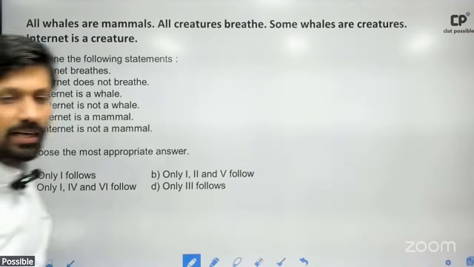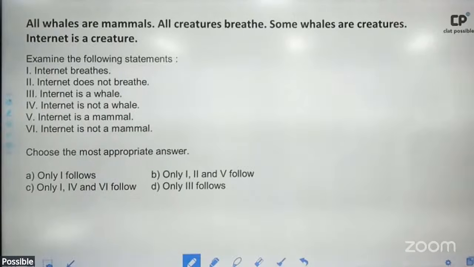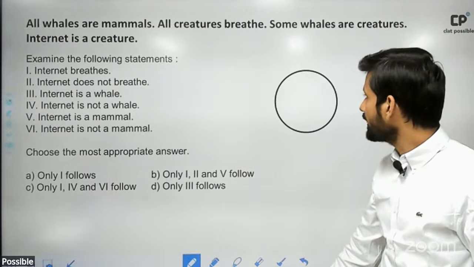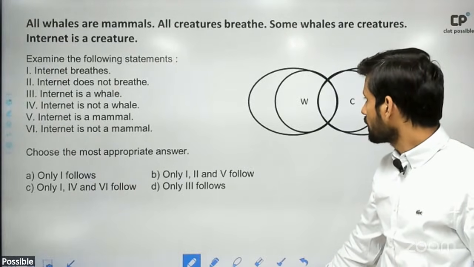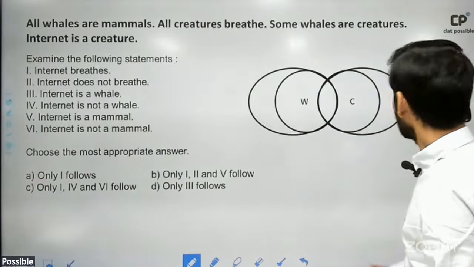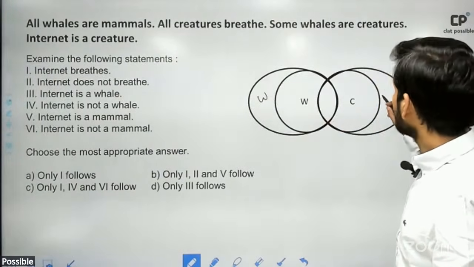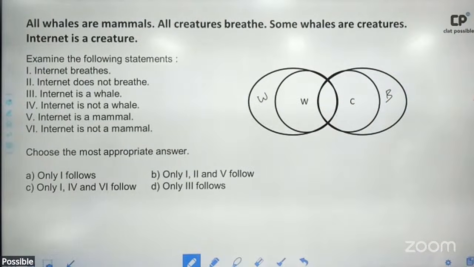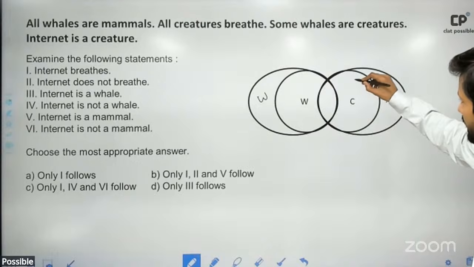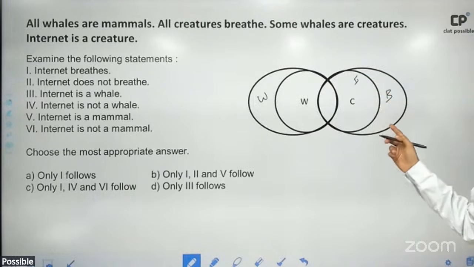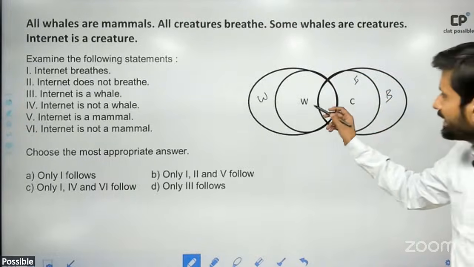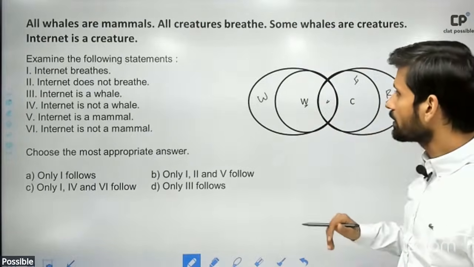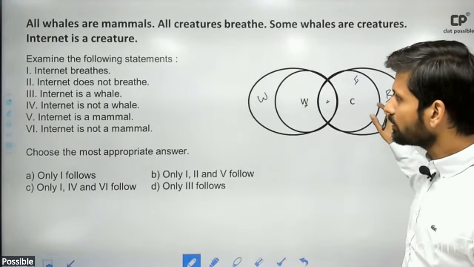Okay, now people are coming up with the right answers. Now you've gotten a hang of it, maybe rusty, but so again, the diagram, no prizes for guessing, it remains the same. This was whale, this was breathe. Okay, we are given internet is a creature, so internet sits here, it definitely breathes, right? Whether internet also comes in that overlap region between W and C, we are not sure, right? But it definitely is in the breathe circle.